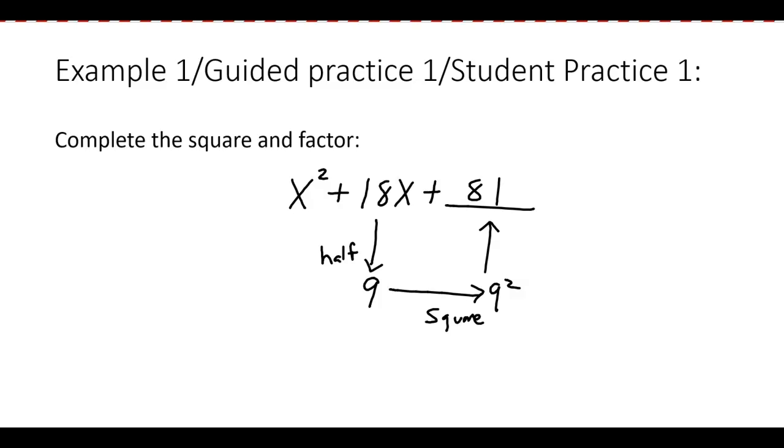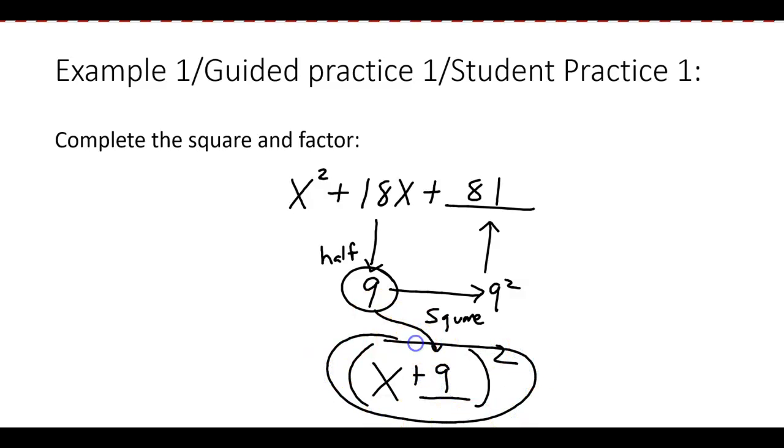But I don't want to stop there. I want to factor it now. So as I said, when you factor these, they always look the same. They're always going to have this. The only thing that won't always be the same is the number that you decide to put here. That number will always be whatever half the middle was. So it's 9. Here's my final answer. Okay? So that's that. So we completed the square. We made it a perfect square trinomial. And then we used our shortcut for perfect squares to factor it.